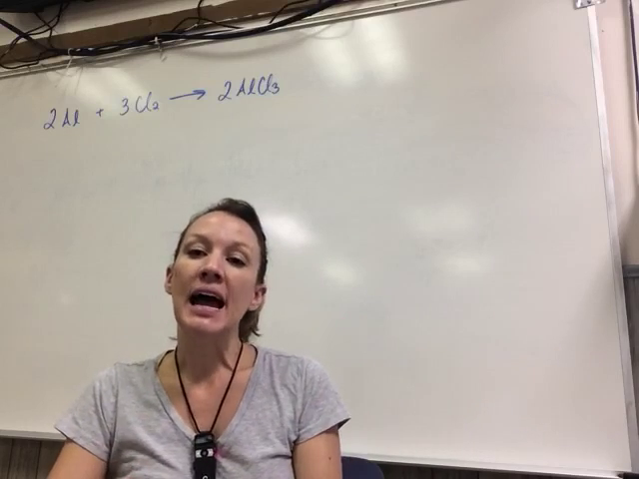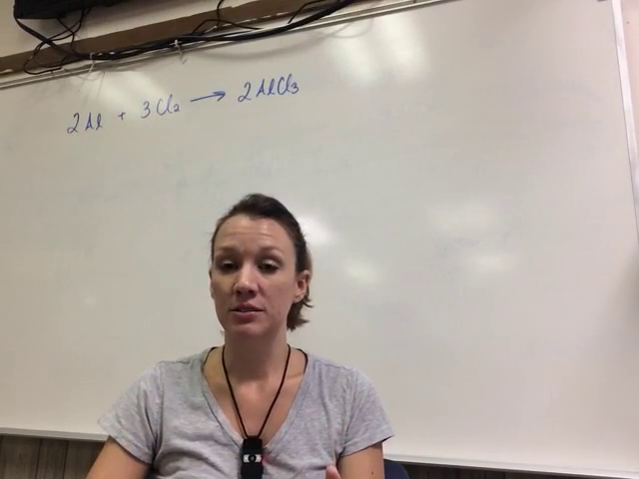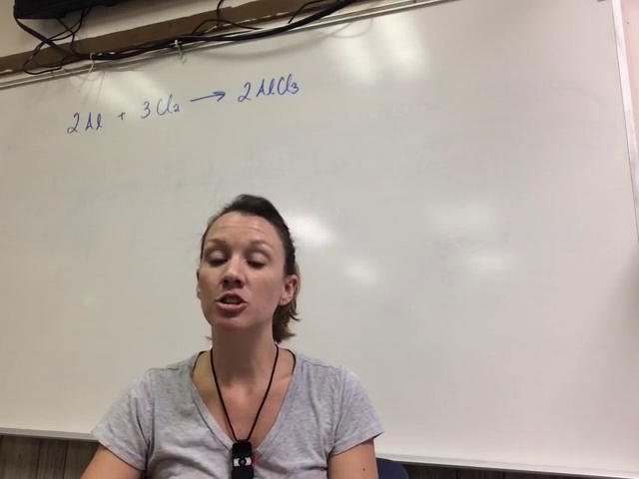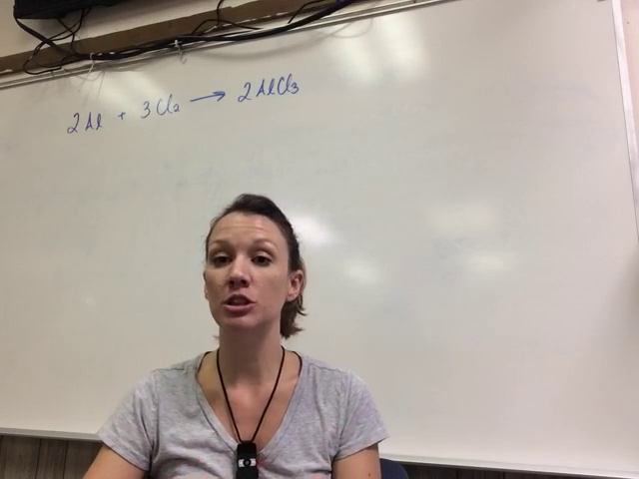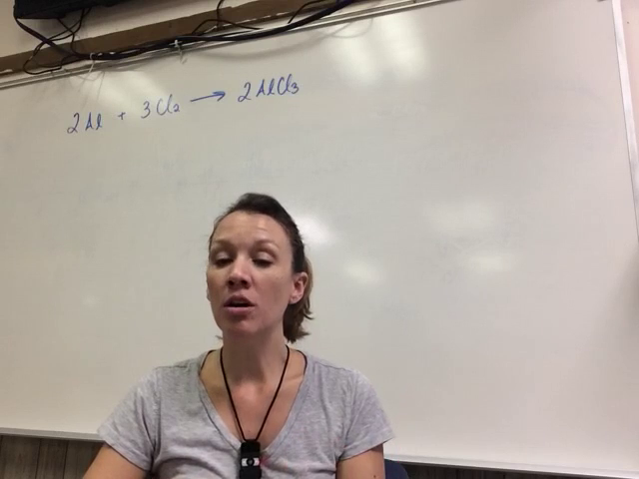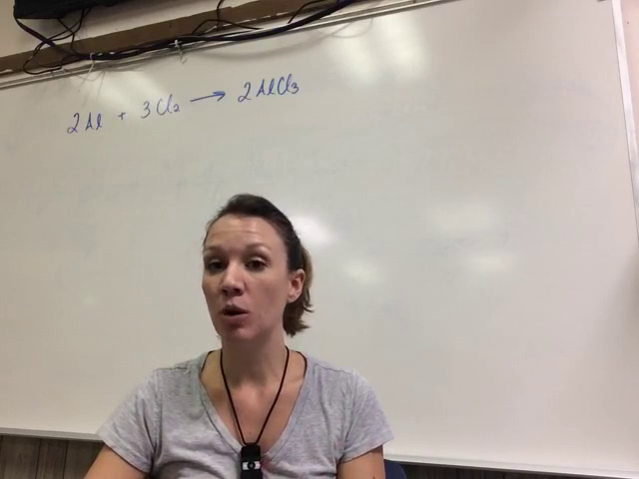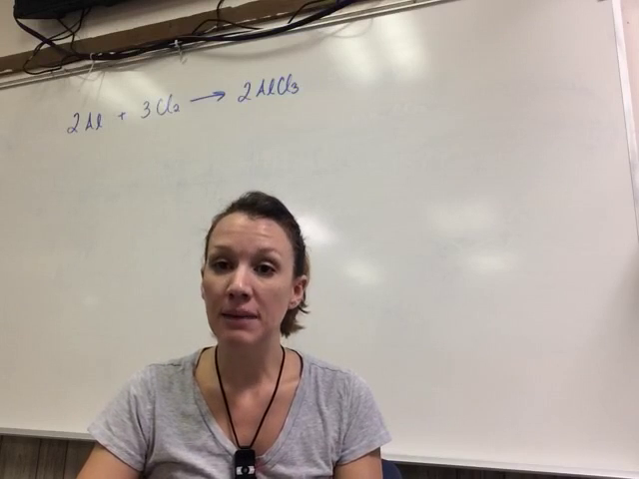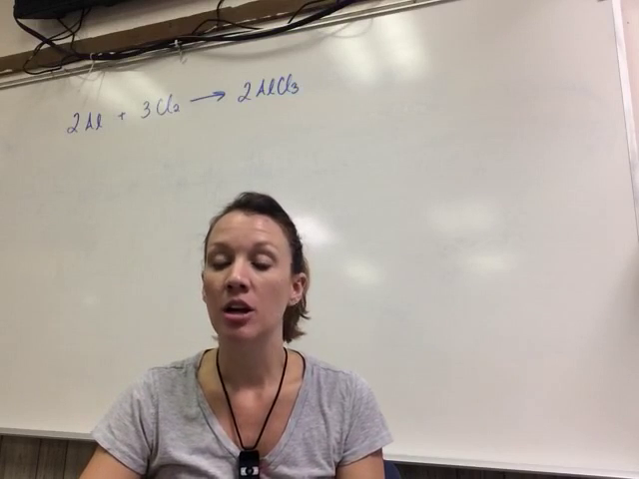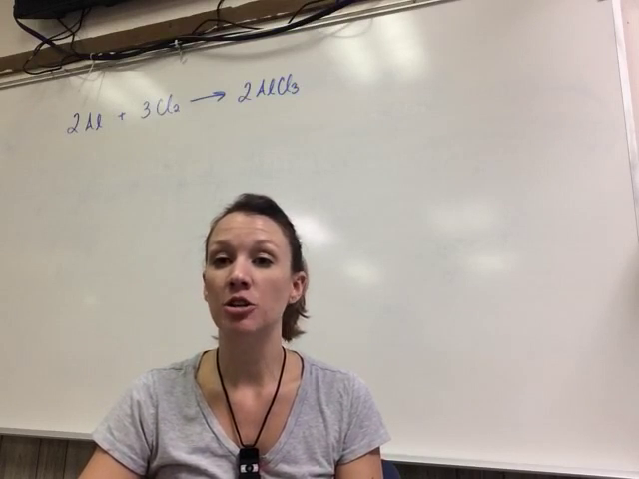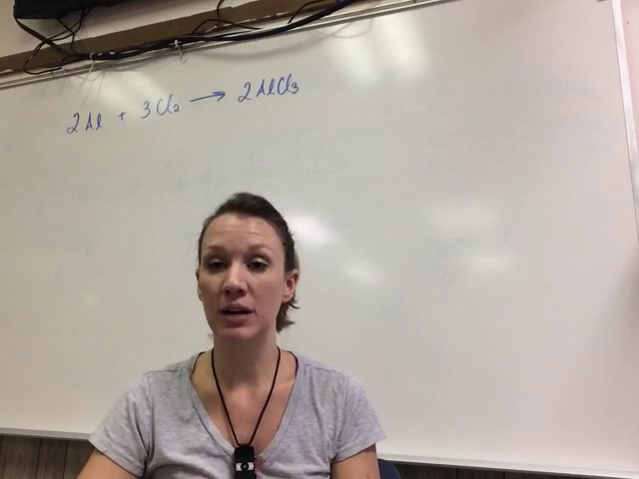So let's say I gave you 2 different vials, okay? And I said, I want you to figure out how much of a product you can create. Well, in order to do this, you have to know the mass of each of the reactants that you're working with. Once you figure that out, you're going to do mass-to-mass conversions using each one of those reactants.